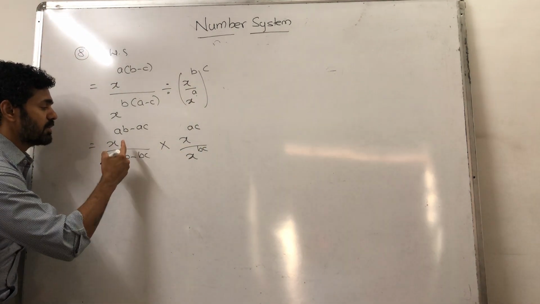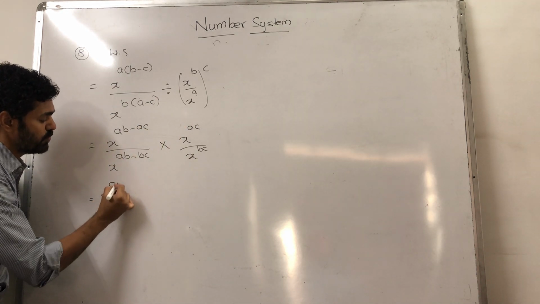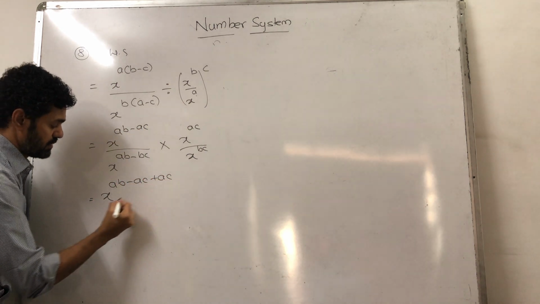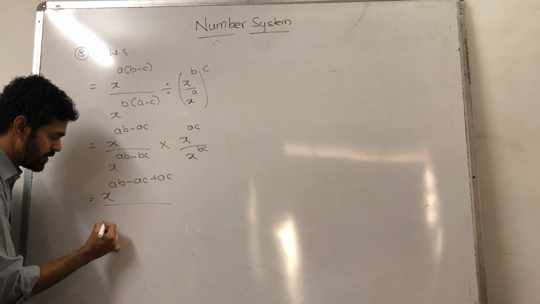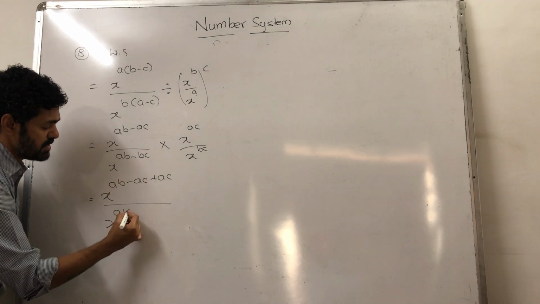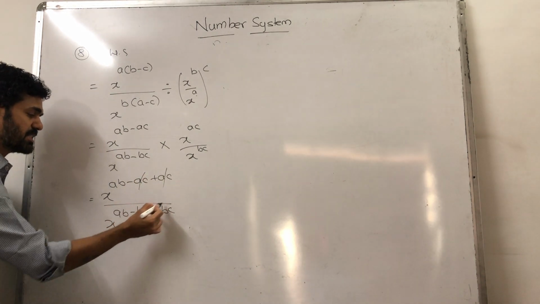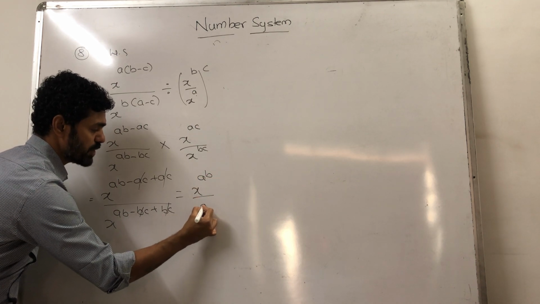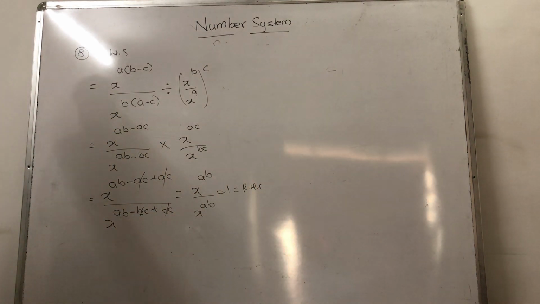In the numerator and multiplication relation, you add the powers, you write this as x raised to ab minus ac plus ac. Do the same in the denominator, bases are same, multiplication relation, you add the power. So it is ab minus bc plus bc. Minus ac plus ac, minus bc plus bc gets cancelled. So it is x raised to ab in the numerator by x raised to ab in the denominator, which will be 1, which is equal to your RHS. So that was question number 8.